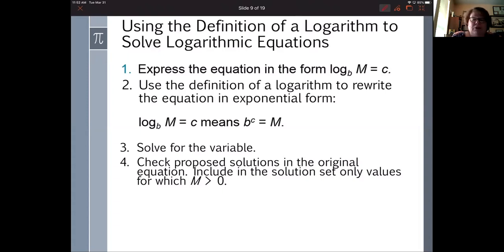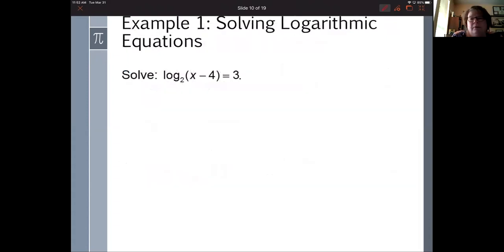Once you have it in exponential form, solve for the variable and then check your solutions. You have to check your solutions to make sure that you're only taking the log of positive numbers, that it's not violating the domain of the logarithm. All right, so let's solve this simple logarithmic equation.